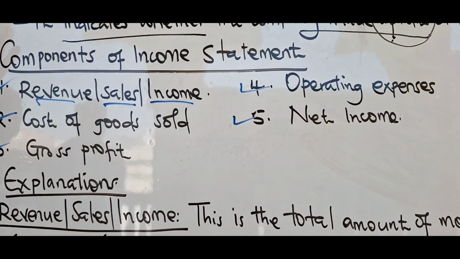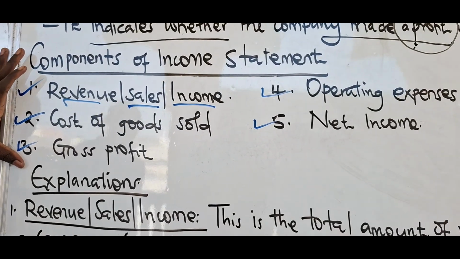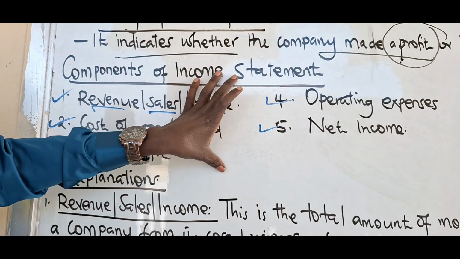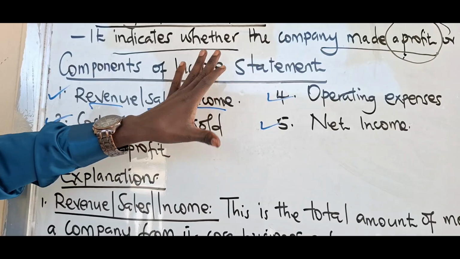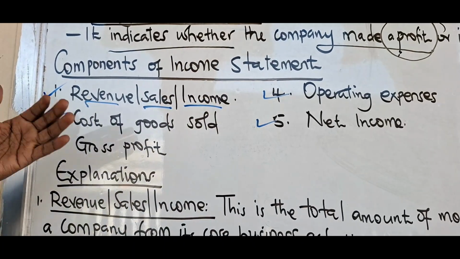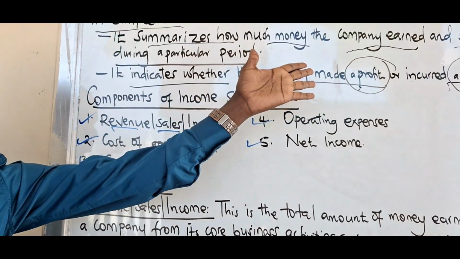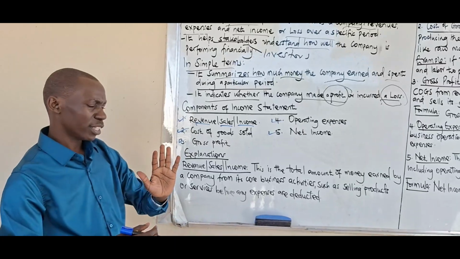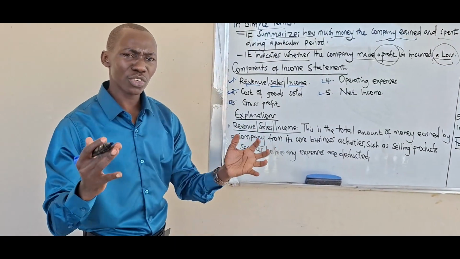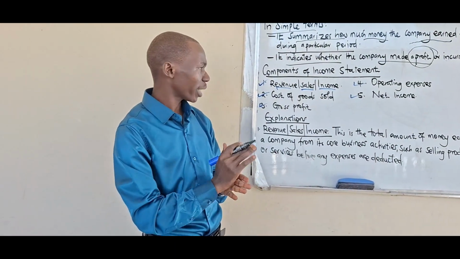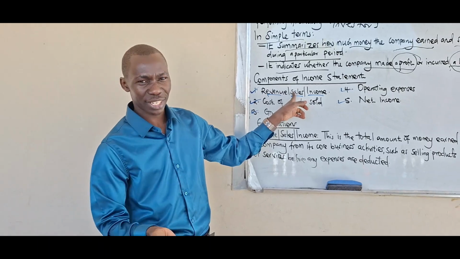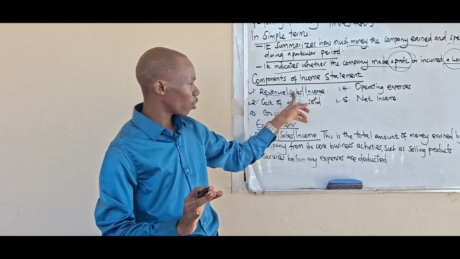The moment you include your 5 parts in your income statement, we shall say you have answered the question of income statement, or you are trying to determine the net profit or loss incurred by the business. So there's no way you can know that the business has made a profit or incurred a loss if you don't know the revenue generated.